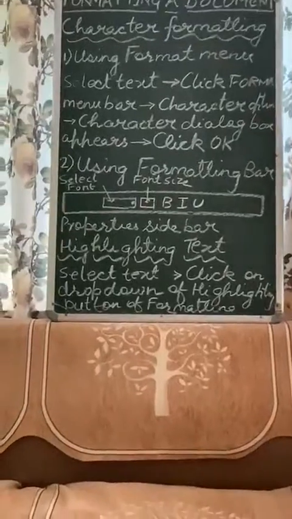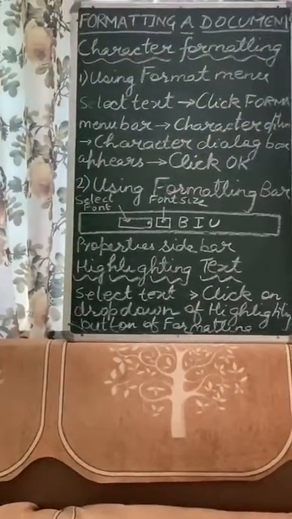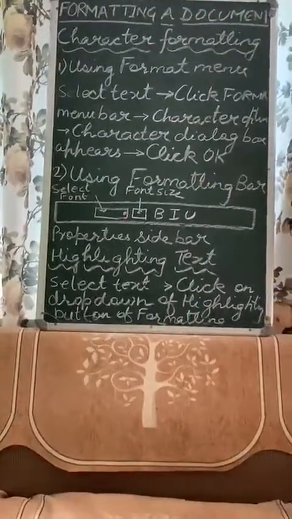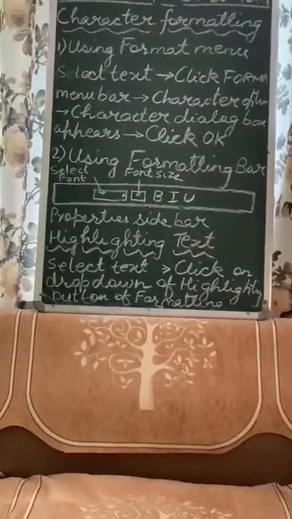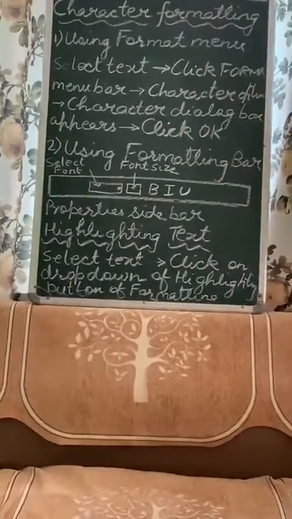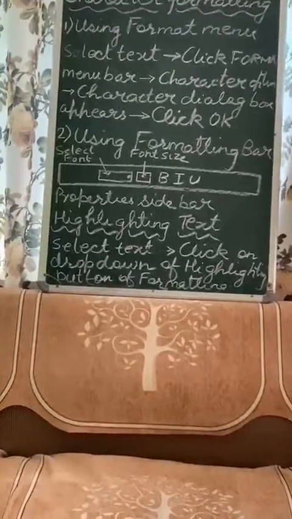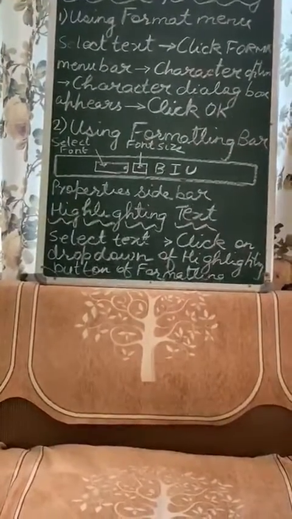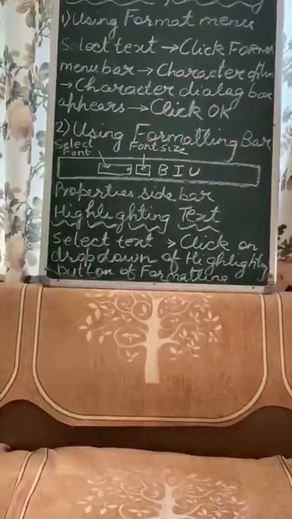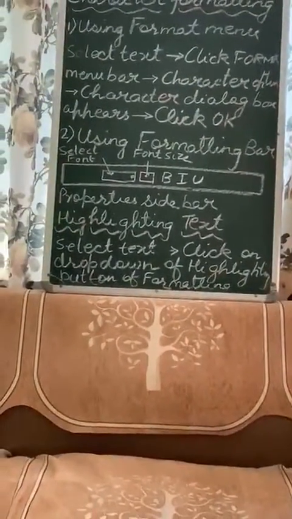Highlighting here means that you want to make your text look different to draw the reader's attention towards it. Highlighted text has a colored background. The steps to highlight are either you select the text and click on the drop down arrow of the highlighting button on the formatting bar, or you can click the down arrow of the highlighting button on the properties sidebar.